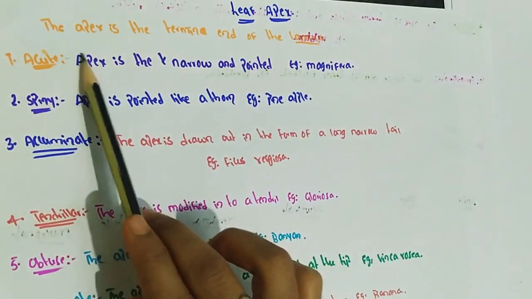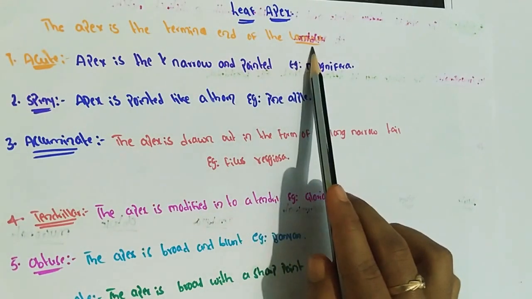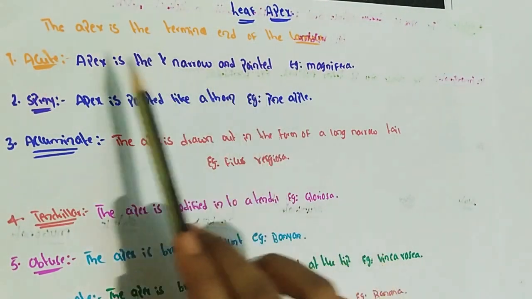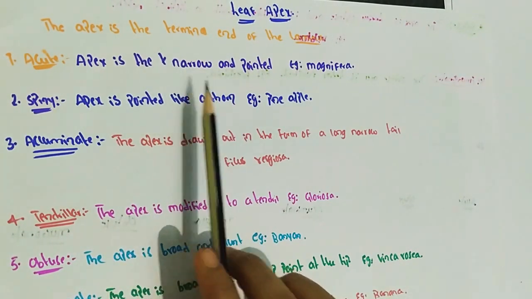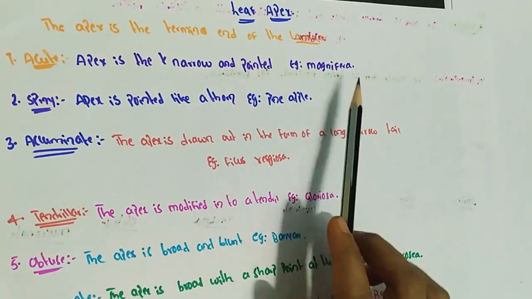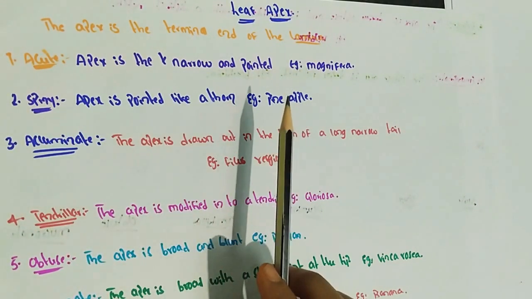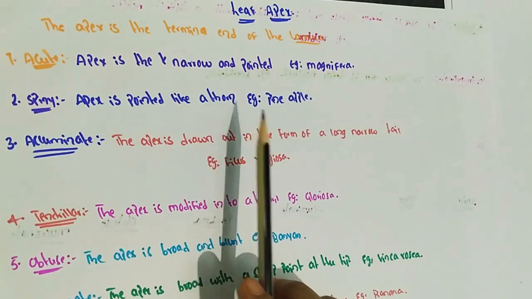Leaf apex. The apex is the terminal end of the lamina. In that, first type, acute. Apex is narrow and pointed. Example, mangifera. Second type, spiny. Apex is pointed like a thorn. Here the apex of a leaf is pointed like a thorn.